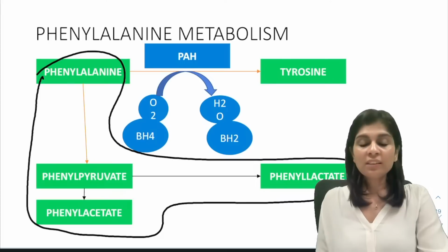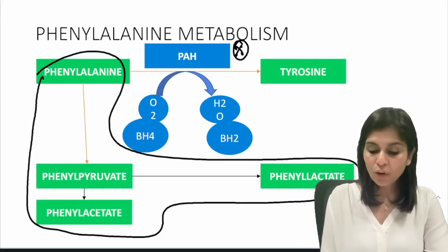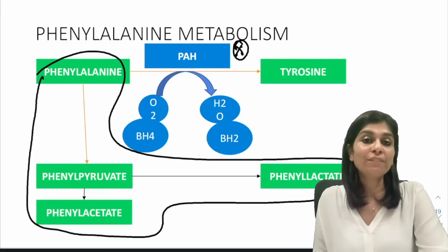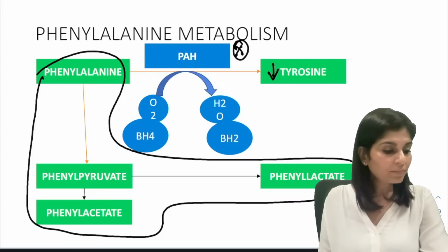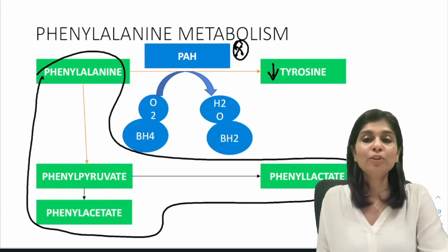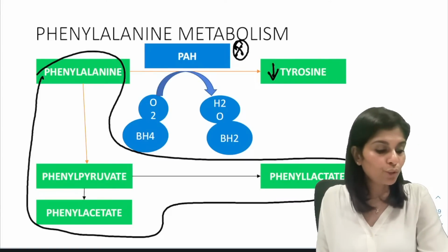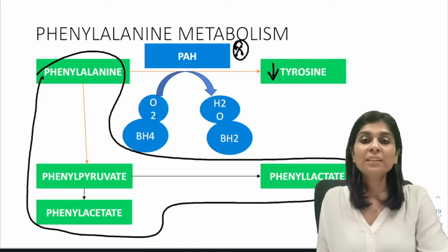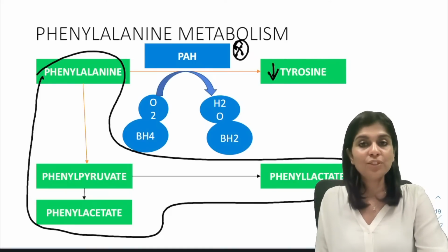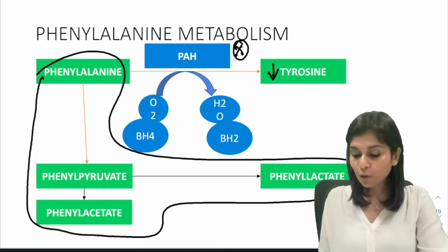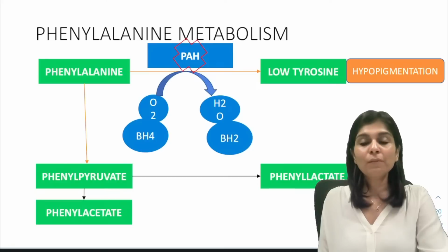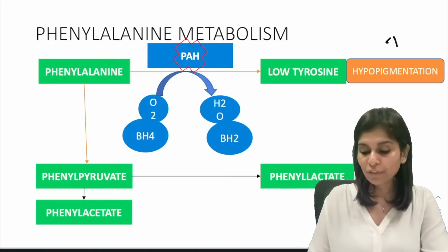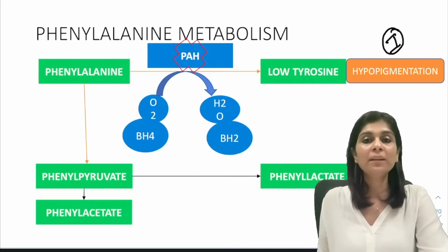So tell me what is expected when phenylalanine hydroxylase is deficient or defective. What will not be synthesized? As Arun Sharma has mentioned, tyrosine becomes an essential amino acid. Because there is low tyrosine, what cannot be synthesized? Melanin cannot be synthesized. Without melanin, there will be hypopigmentation. So the first manifestation is hypopigmentation.